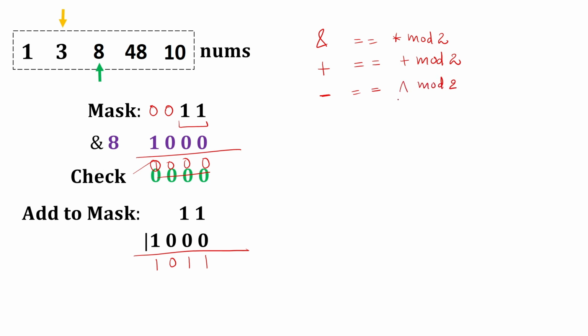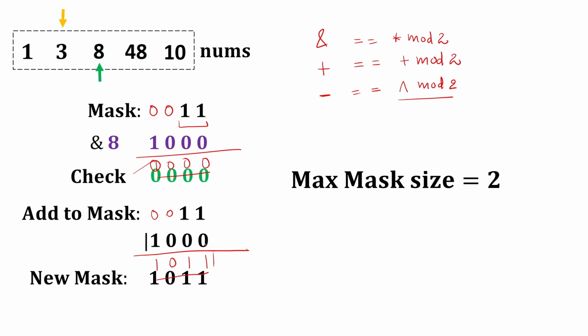What does subtracting mean? Subtracting is just doing an XOR modulo 2. See, modulo 2 means the remainder. The modulo operation just gives you the remainder, what is left. So 1 plus 0 gives you a 1. 1 plus 0 gives you a 1. 0 plus 0 gives you a 0. 1 plus 0 gives you a 1. So this is my new updated mask. So now since I've added an element of 8, my subarray size is the maximum of the current size and the previous size. So what is the maximum of 2 and 1? It's just 2. Now if I want to see, can I add 48?